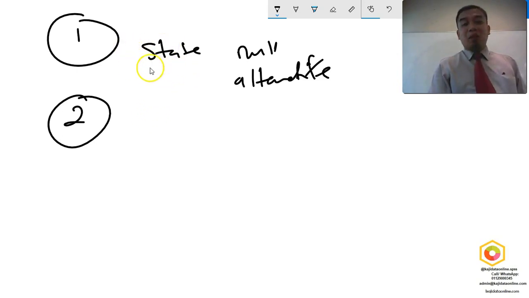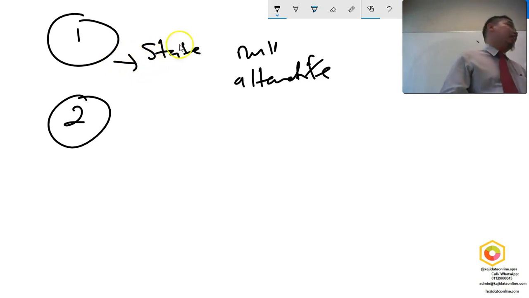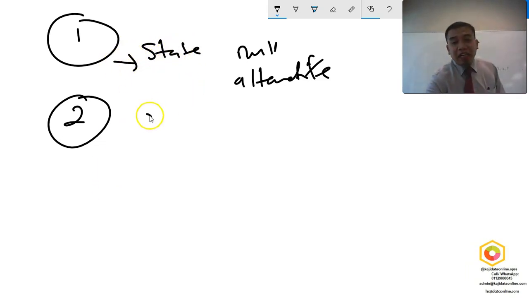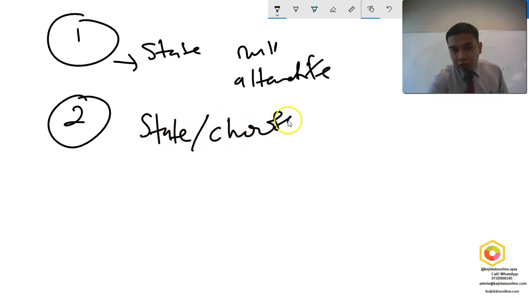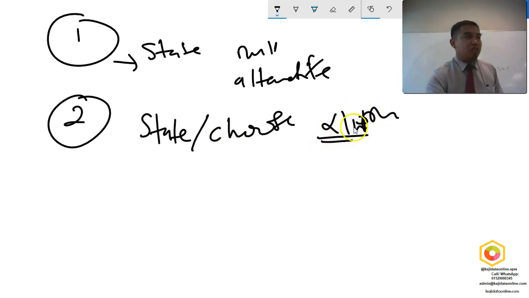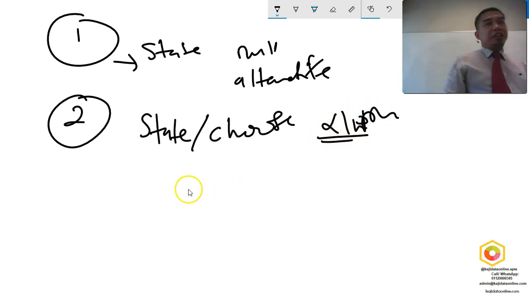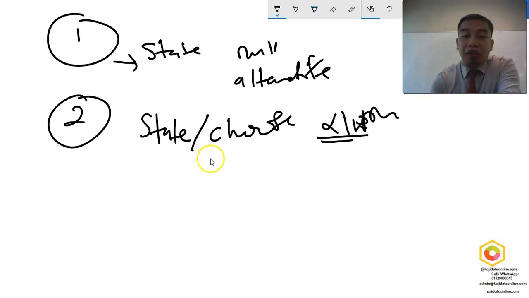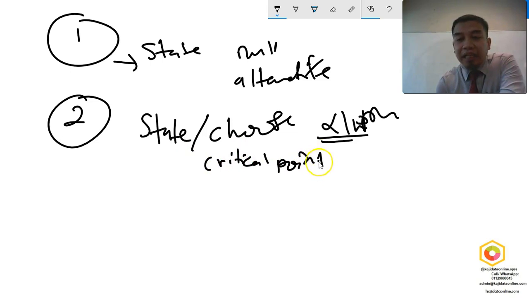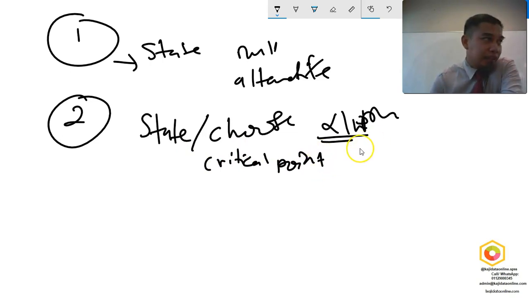Okay, that is just an example. The first one is to state your null and alternative hypothesis. The next one, you must state or choose your alpha. What we mean by alpha is your rejection region or your critical point. This is the second step of our hypothesis testing.